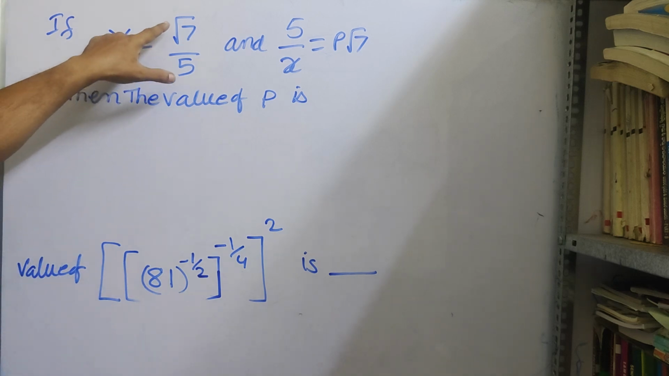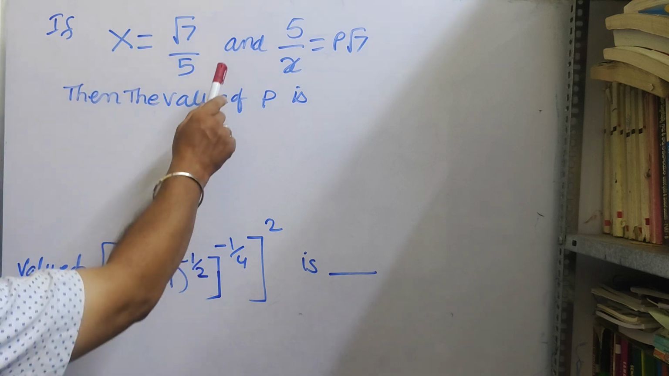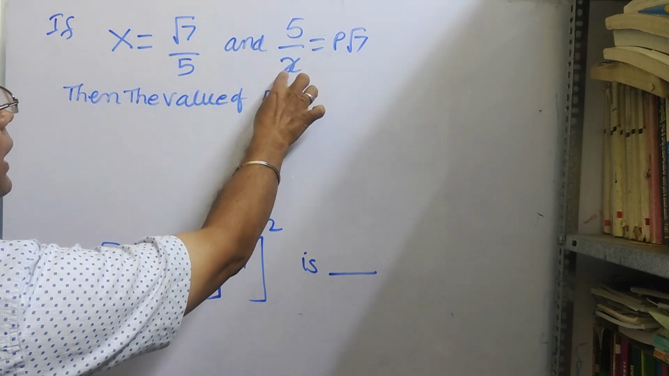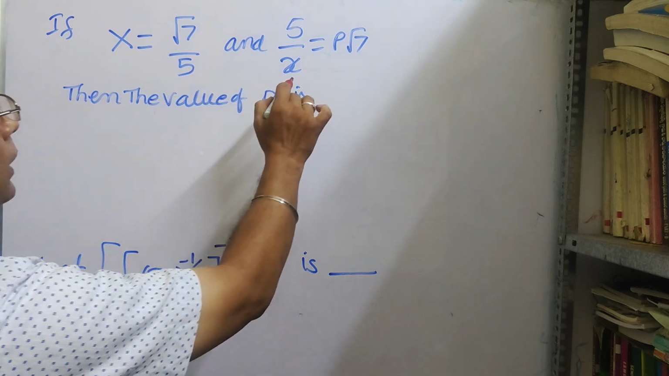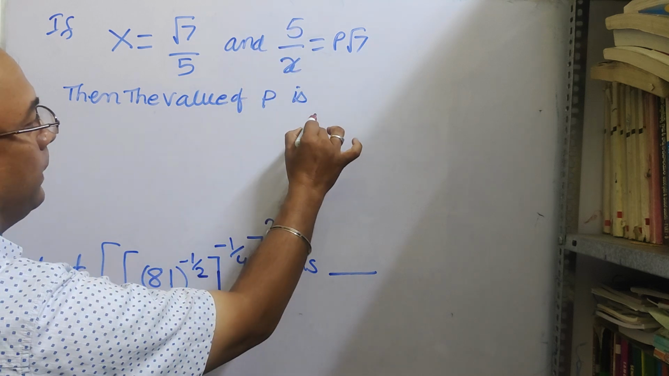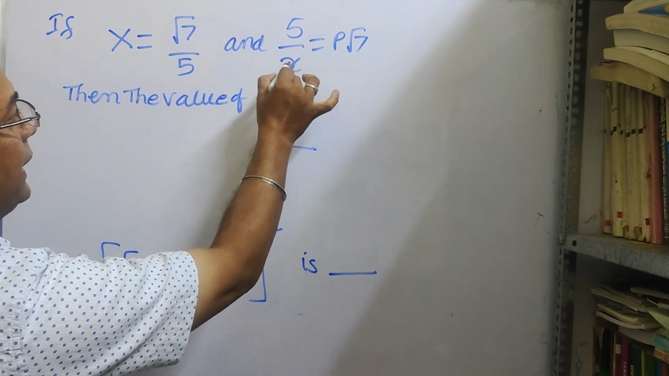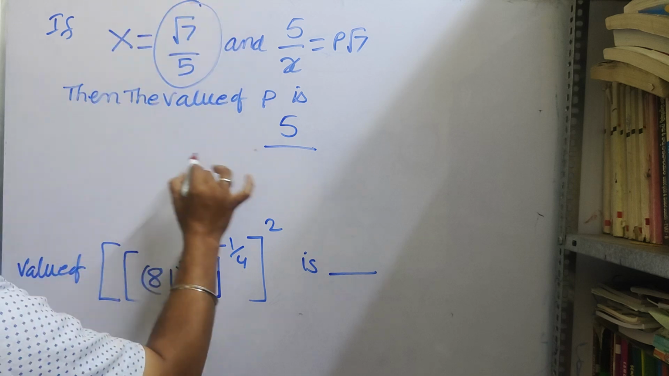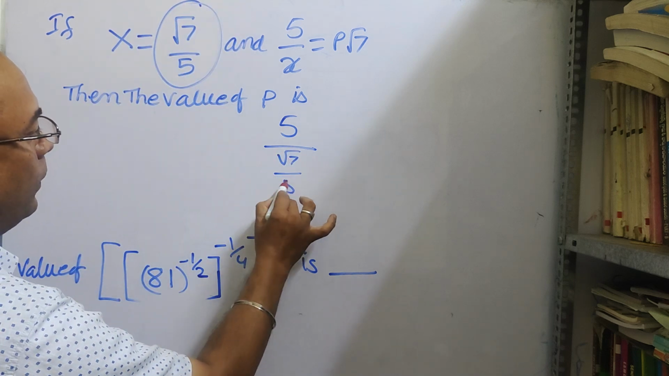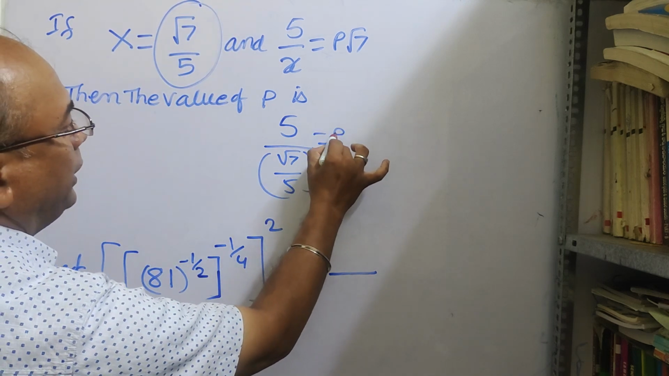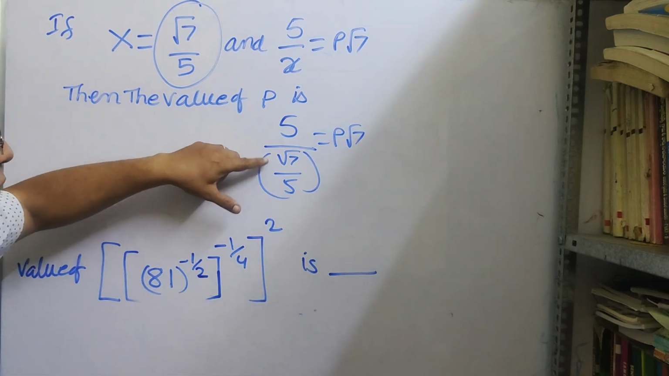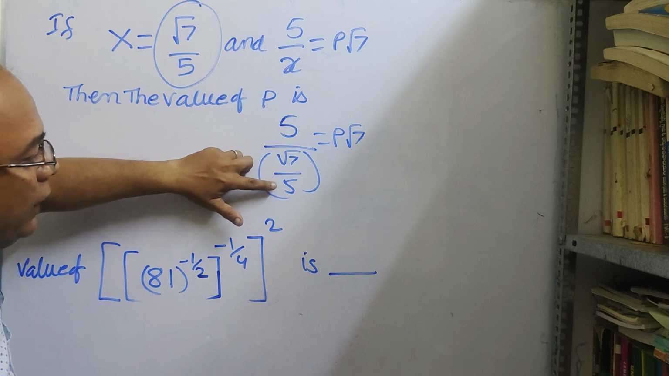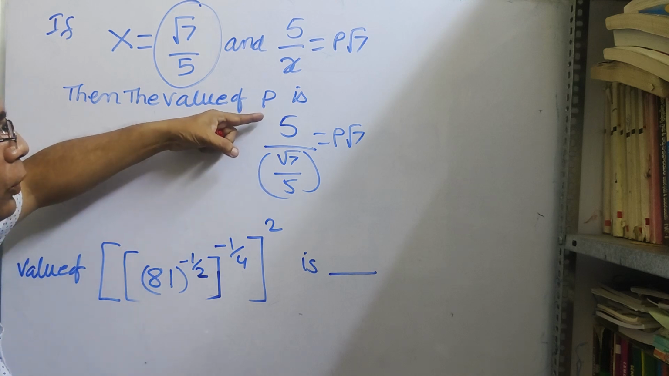If x equals root 7 by 5 and 5 by x equals p root 7, then the value of p is very simple, students. 5 divided by x means take this value root 7 by 5 equal to p root 7. Invert this fraction, student. Invert this fraction. 5 comes to the numerator, no doubt.